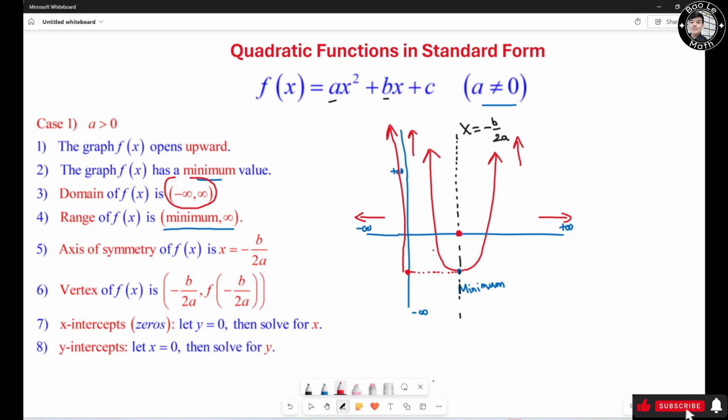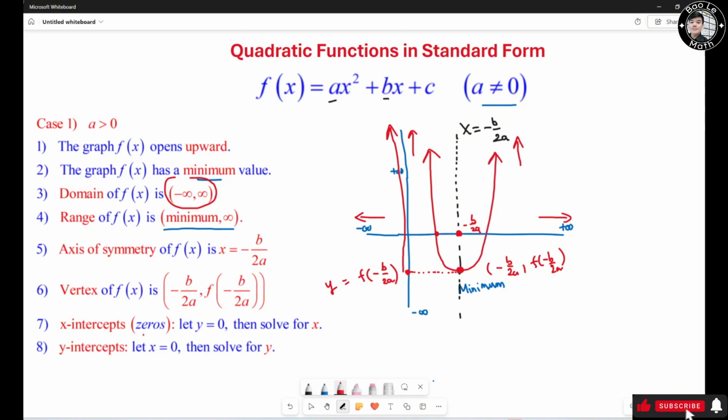The vertex, this guy is the vertex, right? The vertex is the coordinate x and y. So x equals negative b over 2a right here, and the y value right here is f of negative b over 2a. You substitute x equals negative b over 2a into the function to find the y value.